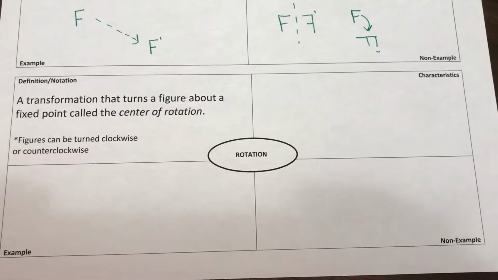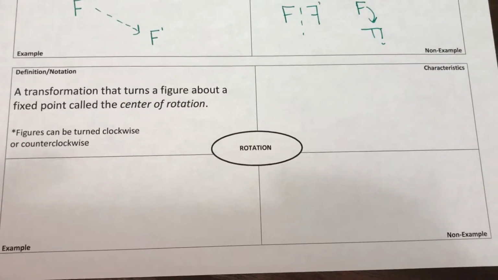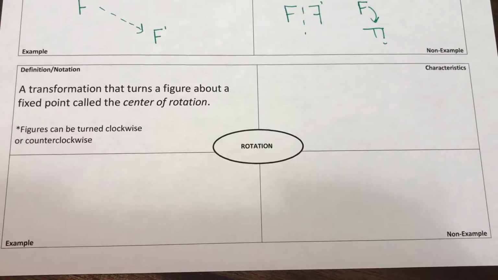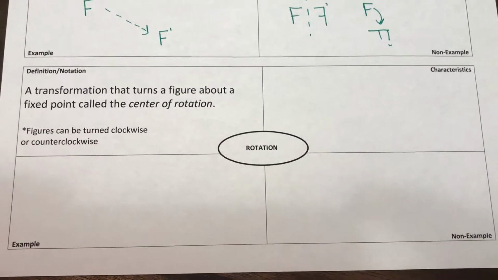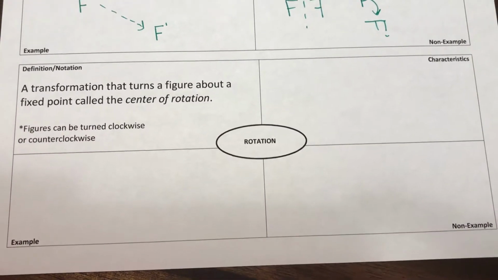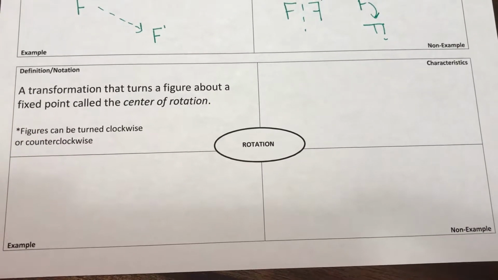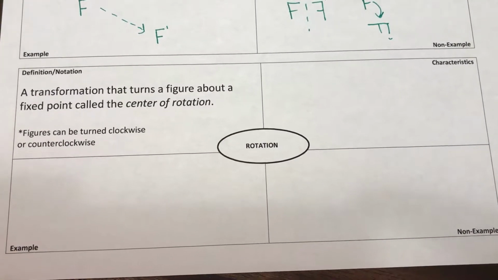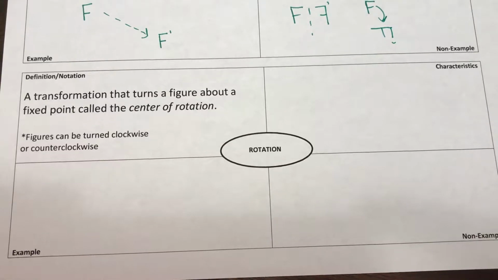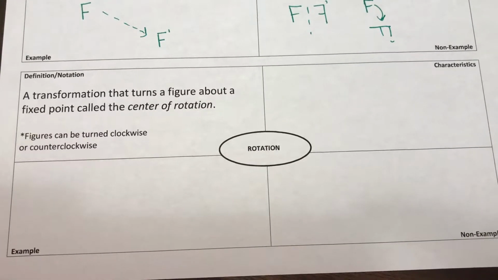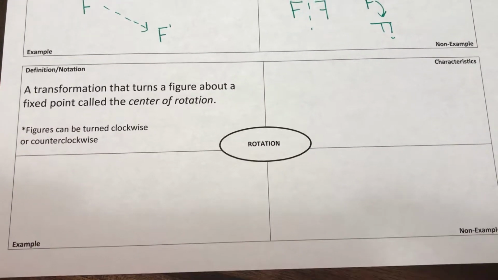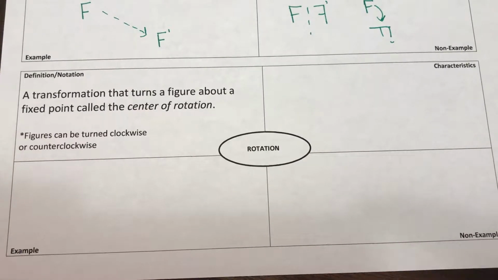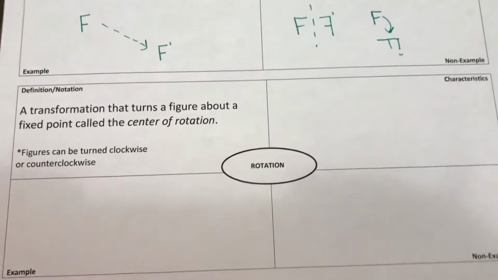All right, so video number 3, we're going to talk about rotations, which is our second type of rigid motion for isometric transformations. So remember that means that our figures are congruent. A rotation is a transformation that turns a figure about a fixed point called the center of rotation. Figures can be turned both clockwise or counterclockwise.